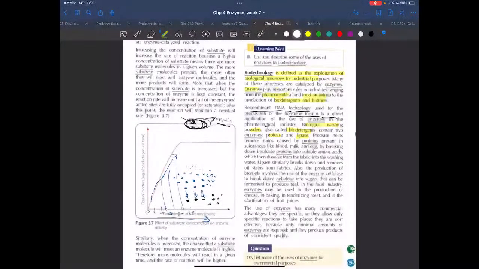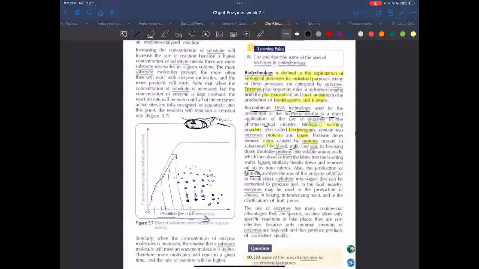Amino acids are broken down by peptidases, but you can think about it in a similar way. They all work out. And yes, you guys are 100% correct. And here they tell you protease helps remove stains caused by what? Proteins, because protease works on proteins. And they give you examples: blood has proteins, milk has proteins, egg has proteins. And also lipase breaks down lipids.